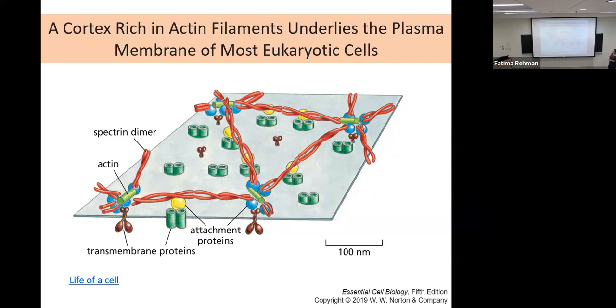The actin fibers can directly bind to the attachment proteins as well and can function through that, but many times they function through indirect binding with the spectrin dimers instead.